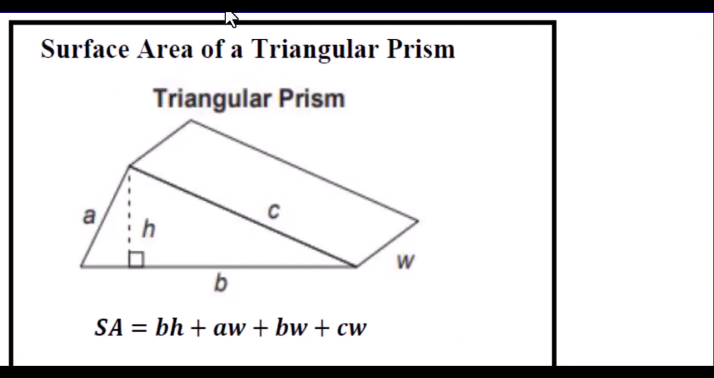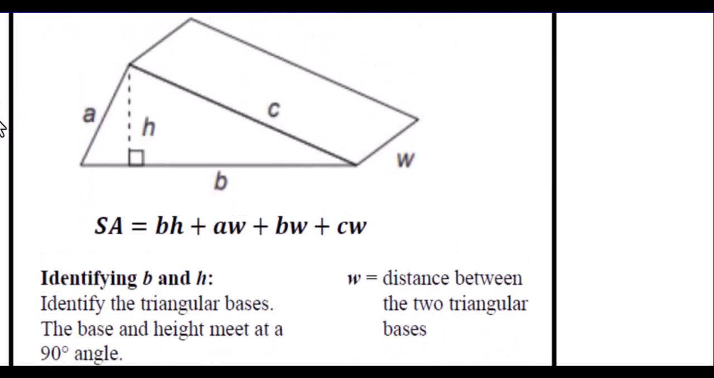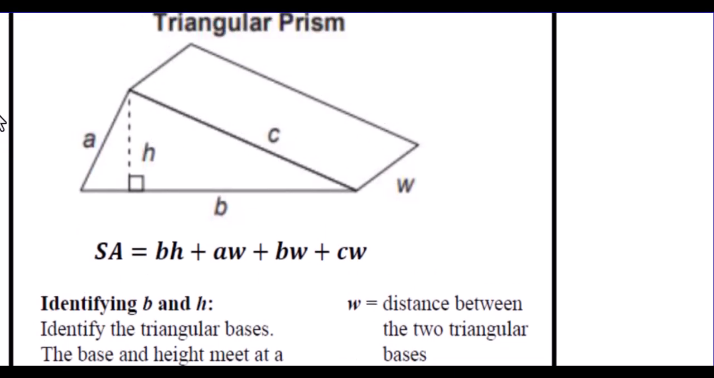Okay, so we're going to shift gears to surface area of a triangular prism. You should have been exposed to this formula in 6th grade. We used to do a different formula in both 7th and 8th grade for surface area of triangular prisms, but they've made the formula consistent between 6th, 7th, and 8th grade. So the formula for the surface area of a triangular prism is BH plus AW plus BW plus CW.